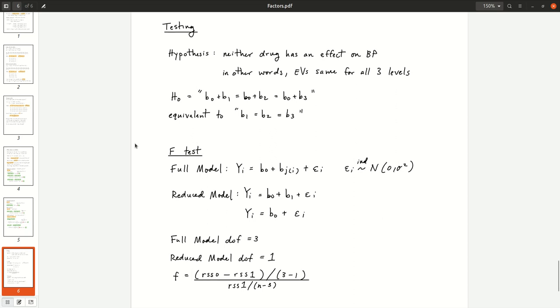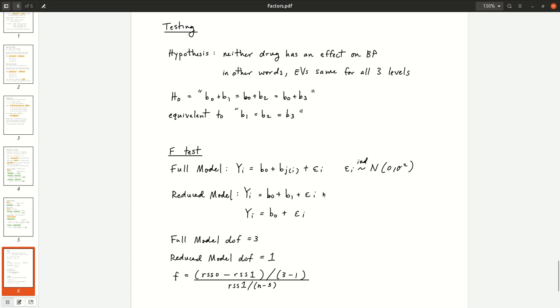Okay, so if you want to test this hypothesis, since this involves two equal signs, we can't use a t-test, we need an F-test. And remember, the procedure for the F-test is we have to write down the full model and the reduced model. So the full model is just our factor model, in single subscript notation, it's this. The reduced model we get by applying the null hypothesis to the full model. Basically we're saying that B2 equals B1 and B3 equals B1. So we can just write this as B0 plus B1 plus epsilon i. So all three levels have this expected value, B0 plus B1.